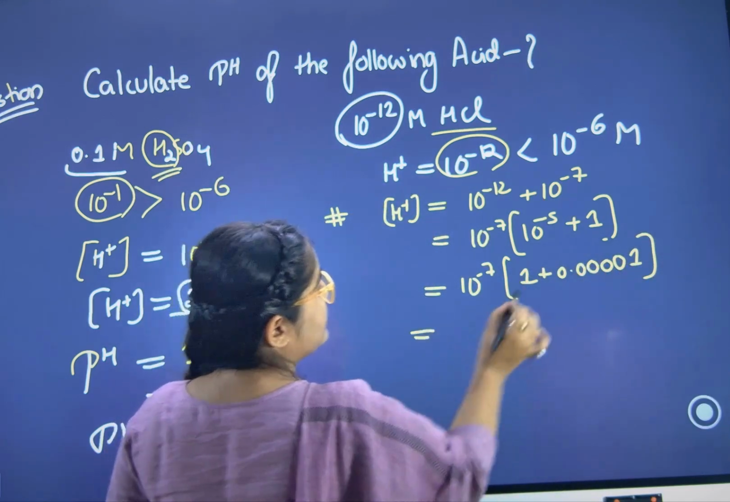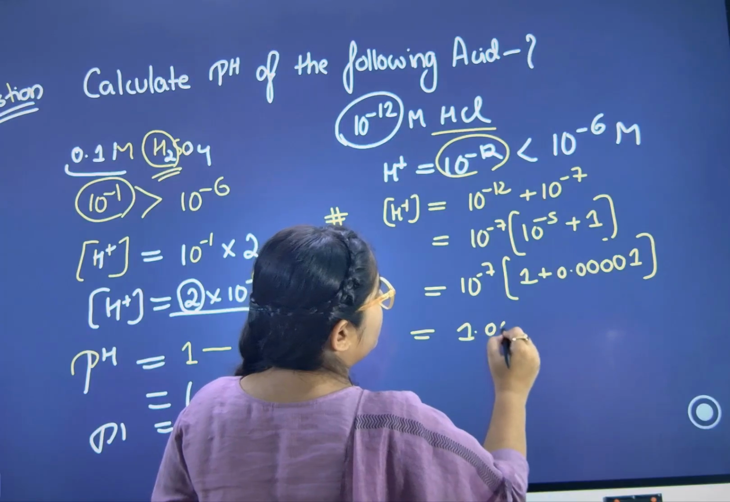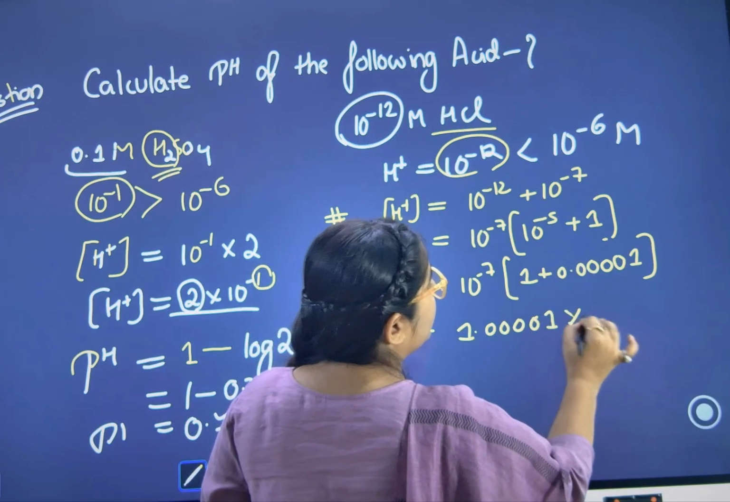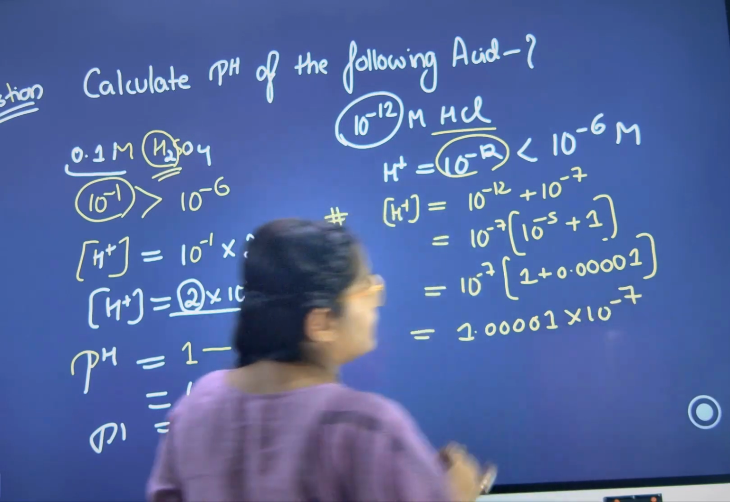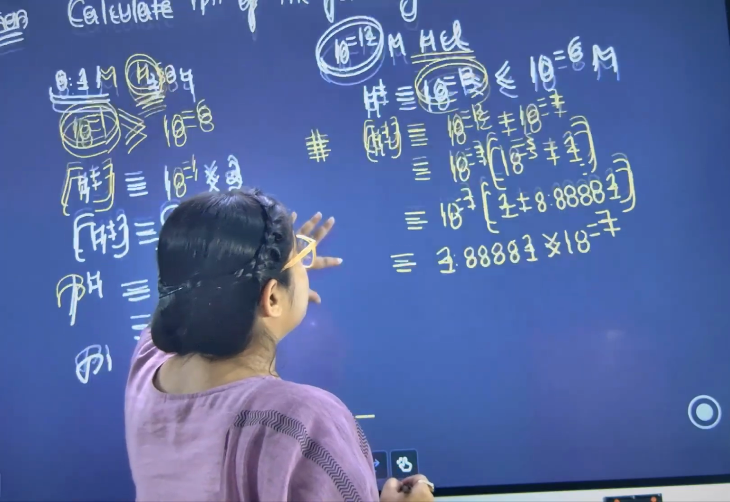Okay. So here we can say 1. So it will become 1.00001 into 10 to the power minus 7. Any problem? No. Okay, now let us solve here pH.